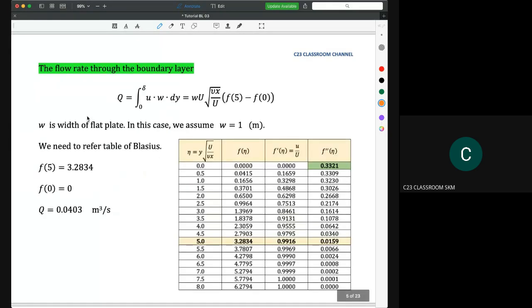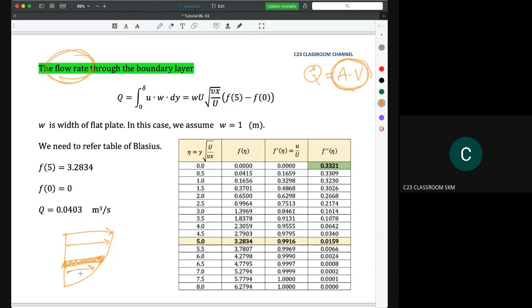Then we need to calculate the flow rate through the boundary layer. Normally we calculate the flow rate by using Q is equal to A times V. This is the basic equation to calculate the flow rate. So we use this equation. Normally if we have a velocity profile like this, we take a small part here. Let's say this small part is moving with a velocity u, and the thickness of this small part can be written as dy.